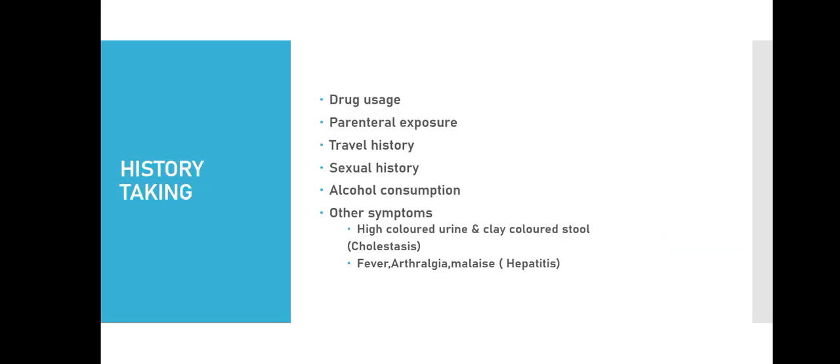And history taking in jaundice: drug usage including the prescription drugs, native medicines, and also the over-the-counter drugs. Parenteral exposure including tattooing, IV drug abuse, and also transfusion. Travel history for the food habits and also environmental toxin. Sexual history, alcohol consumption. Other symptoms like high colored urine and clay colored stools can be seen in cholestasis. Fever, arthralgia, malaise can be seen in hepatitis.